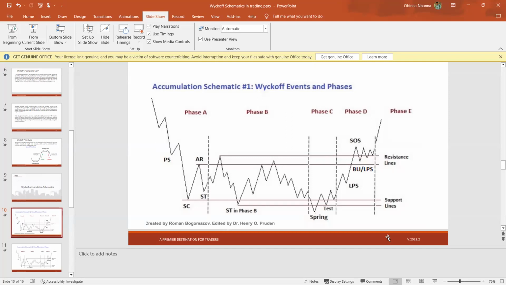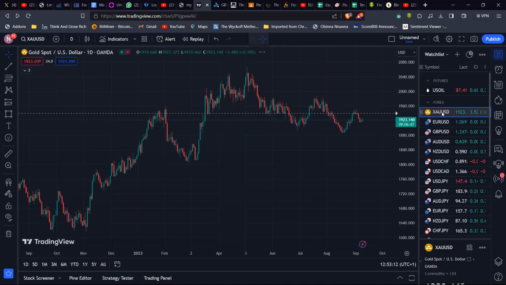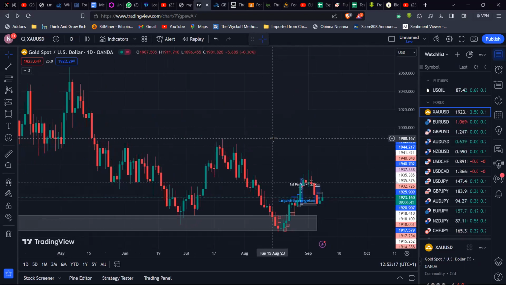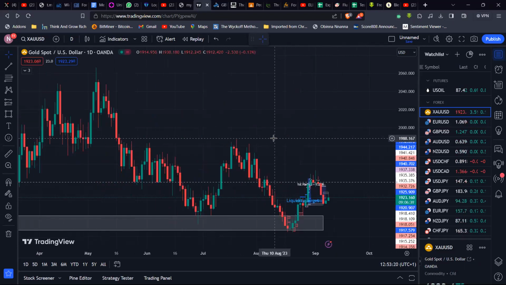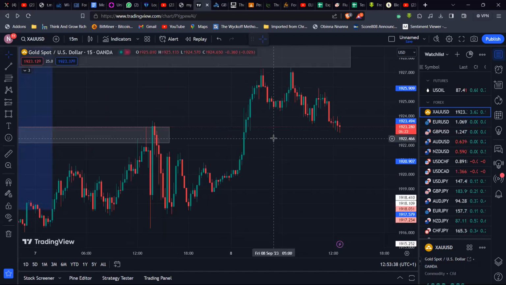Now let's look at a very quick example on the charts, okay? So let's look at gold. Now remember, just like I said, the snowflake effect is across the board. So you will find schematics within different time frames, right? You find it within the 1 minute time frame, within the monthly charts, within the weekly charts. Now the particular one I want to use as an example is here.